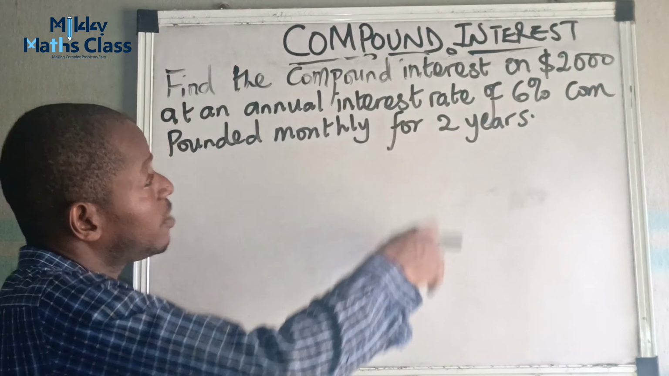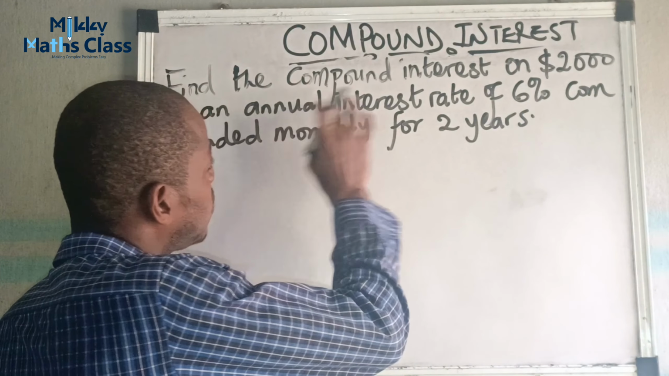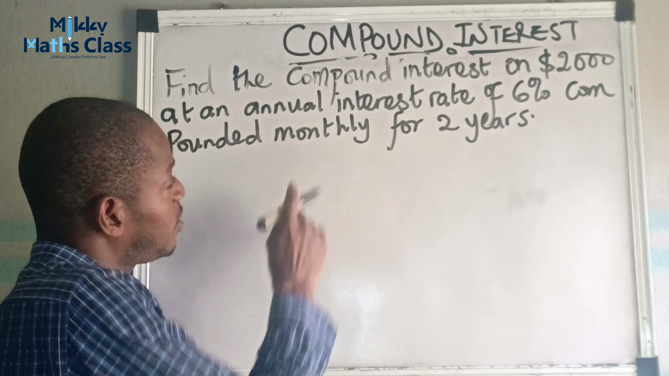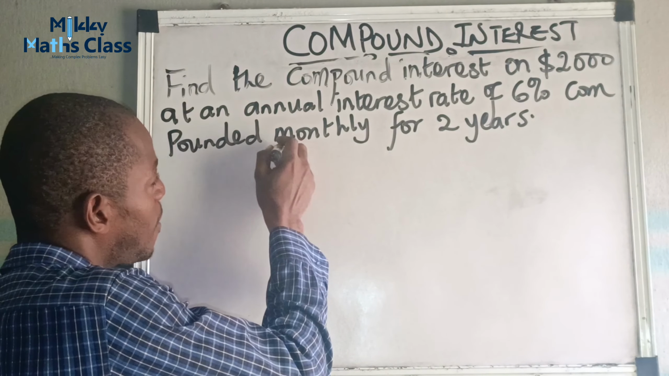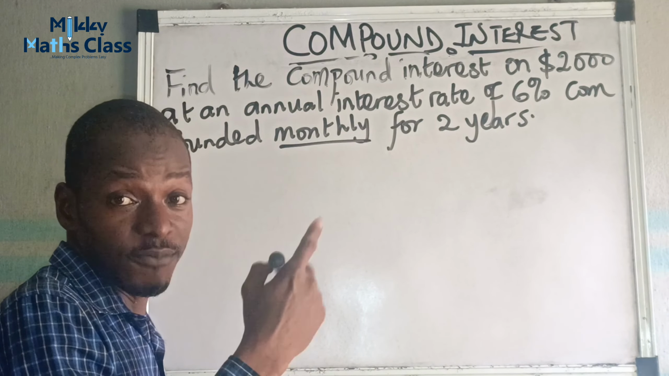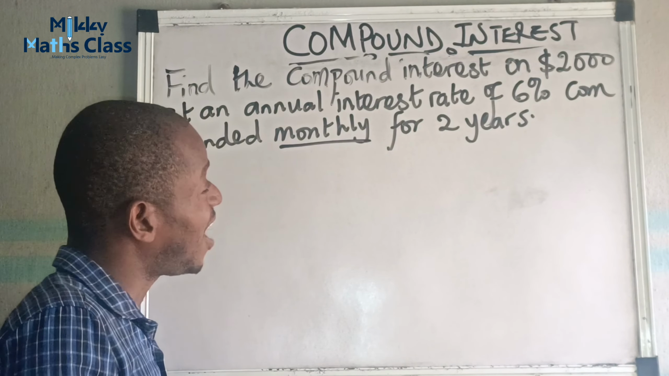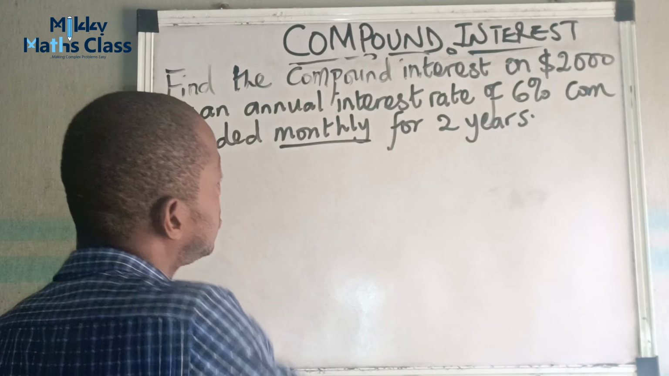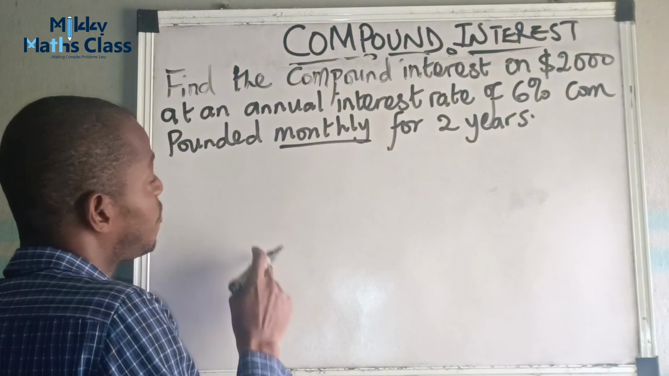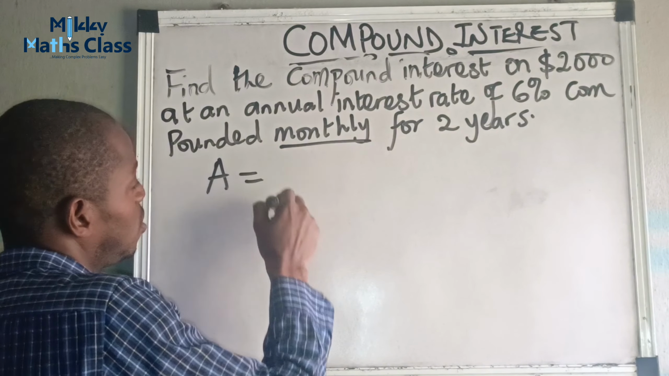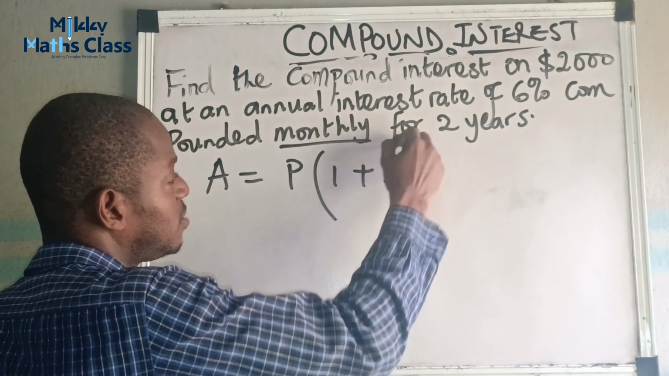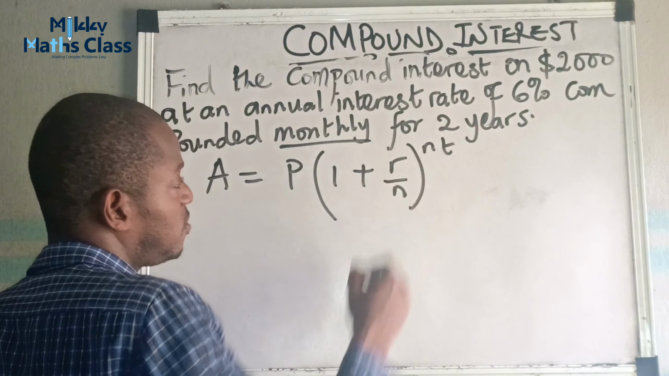It says find the compound interest on 2,000 naira at annual interest rate of 6%, compounded monthly. Take note of this word, compounded monthly. What we have been doing before was per annum, compounded annually, but this one is now different, compounded monthly for 2 years. So the first thing, we look for our amount, which is our principal, into bracket 1 plus R over N raised to the power of NT.